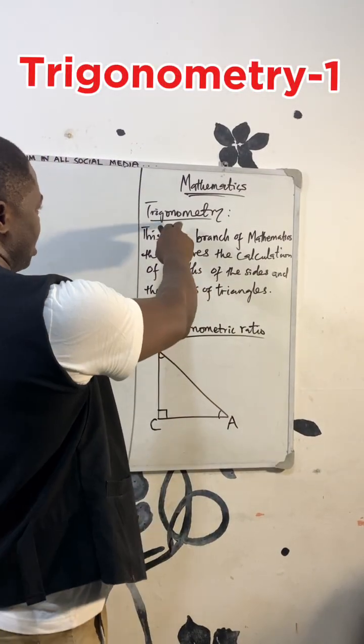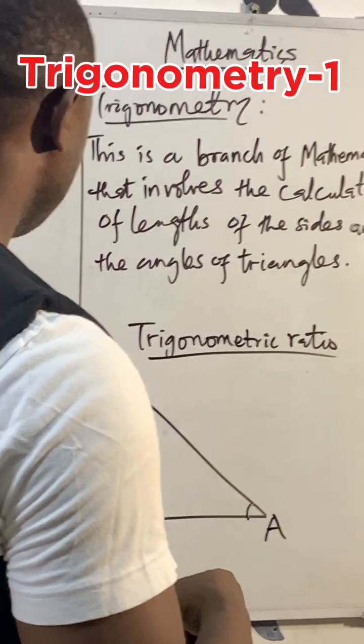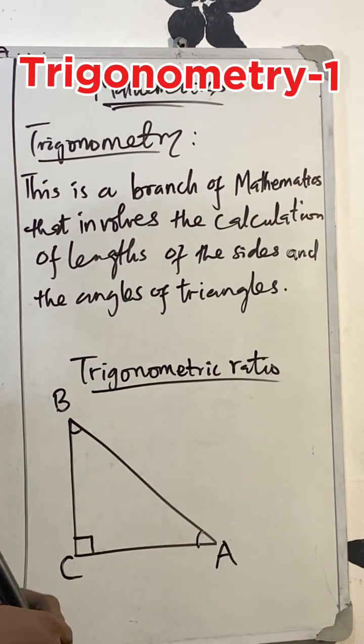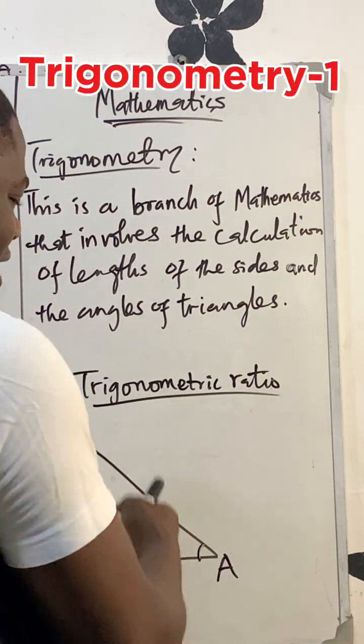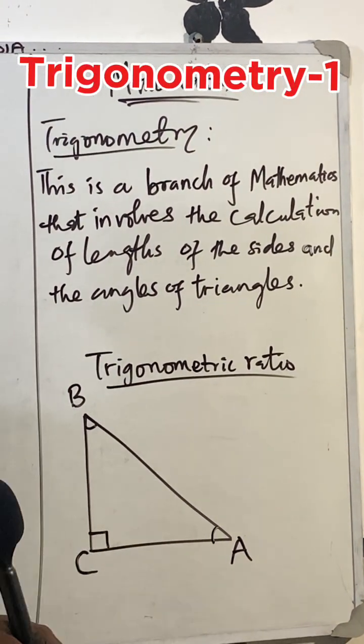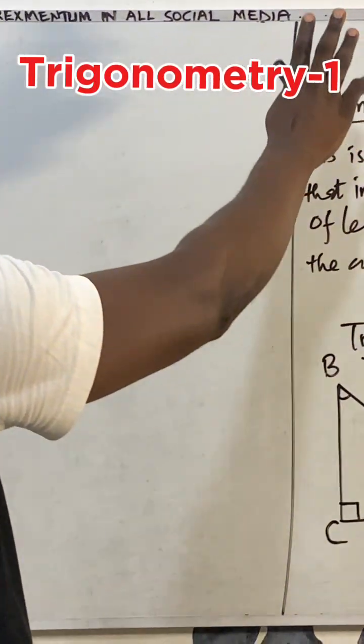Today we'll be talking about an aspect of mathematics known as trigonometry. Of course, this is a branch of mathematics that involves calculation of length of side and angle of triangles. And of course, that word "tri" means three sides. It's like a three-sided or three-side bounded polygon. So that is trigonometry. That is what it's all about.